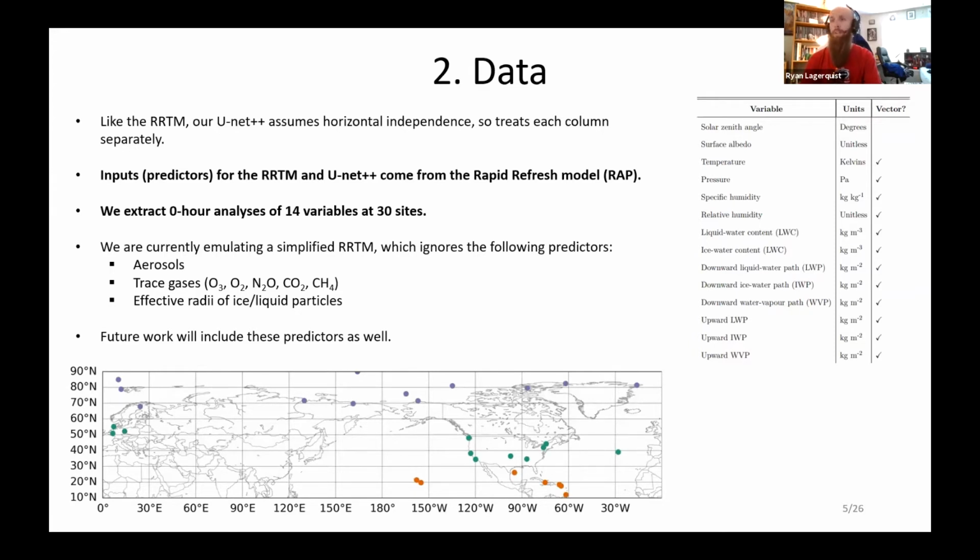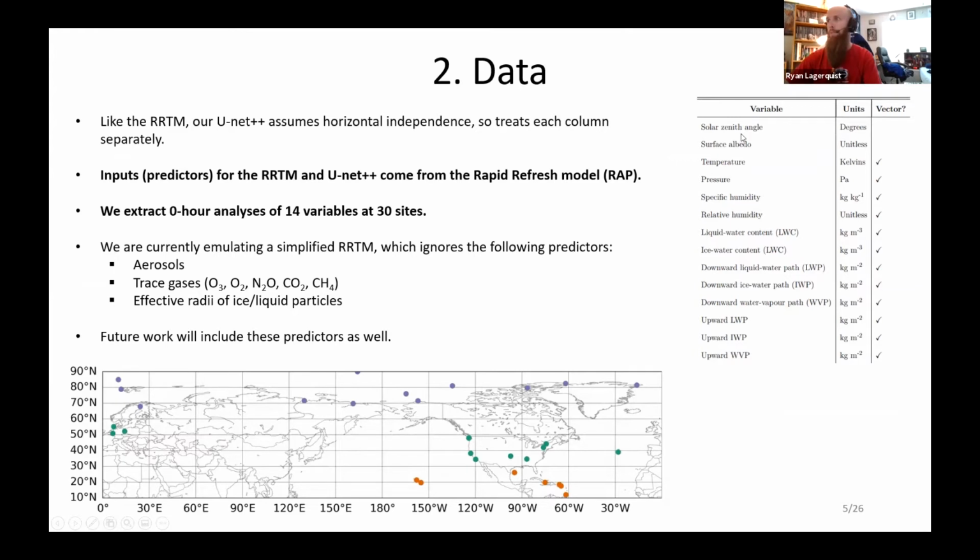So now I'll talk about the input data for our machine learning. Like the RRTM, our UNet++ assumes horizontal independence, so it treats each vertical column of the atmosphere separately. The inputs, or predictors, for both the RRTM and the UNet++ are coming out of the Rapid Refresh numerical model. We extract 0-hour analyses from the Rapid Refresh model of 14 different variables at 30 different sites. Those 30 sites are shown in the map at the bottom, and the 14 variables are listed in this table here.